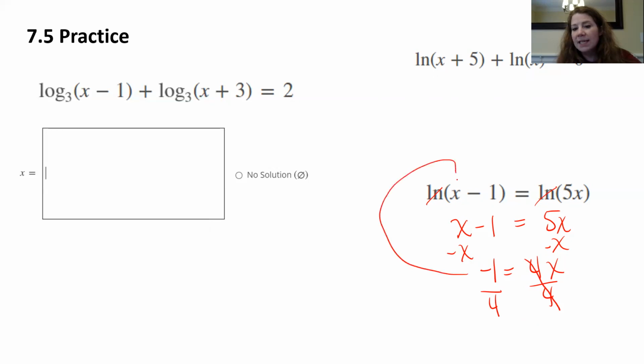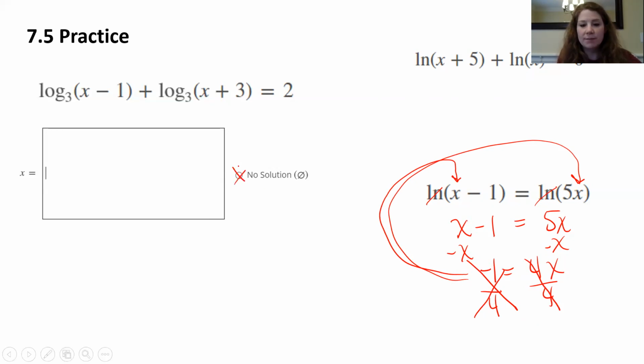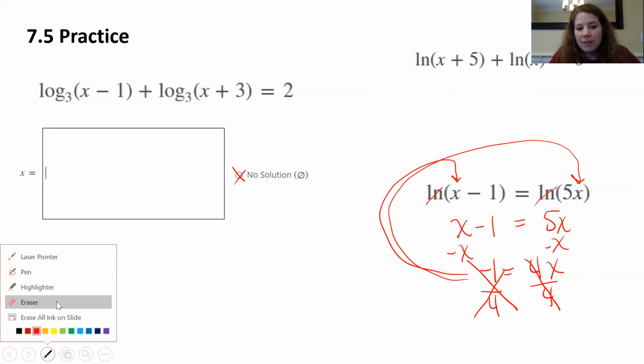However, if you plug in -1/4 here and also on this side, you get a negative answer. You're not allowed to get the ln or the log of a negative number. So guess what? We eliminate that answer completely. And on this one, we're actually going to check the box that says no solution. I hope that makes sense, you guys. If you get a negative answer, you have to eliminate it. It's not allowed.